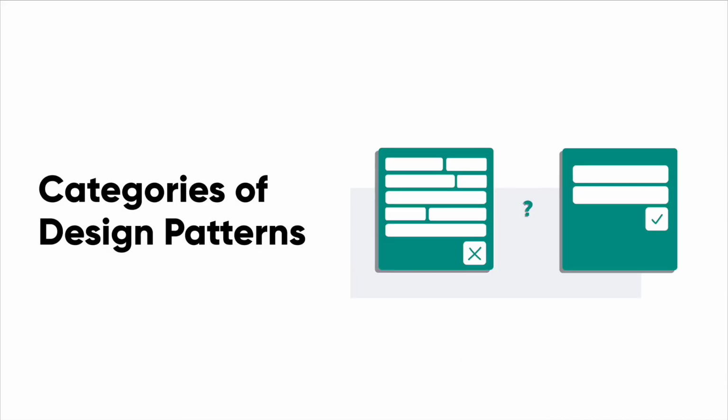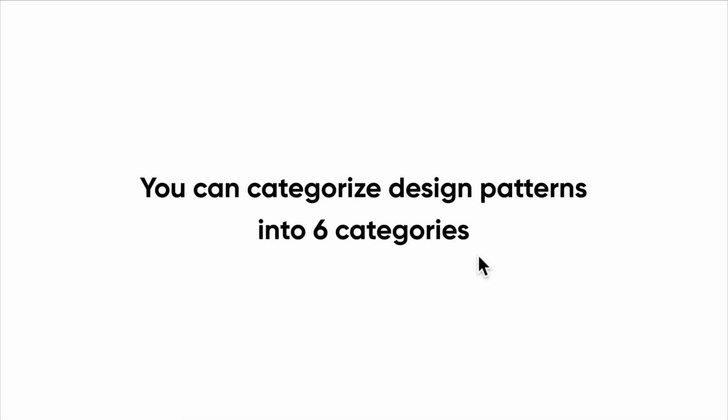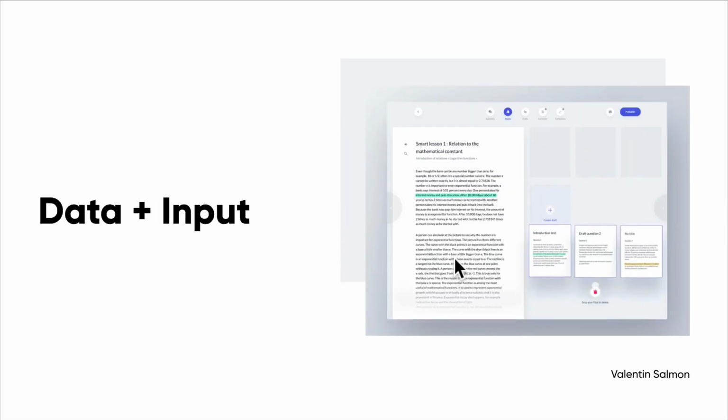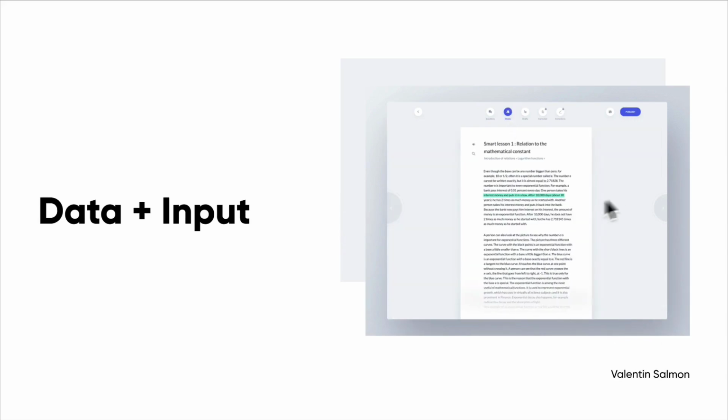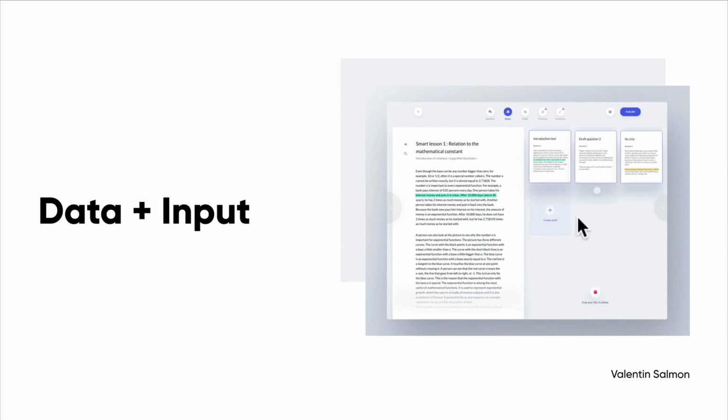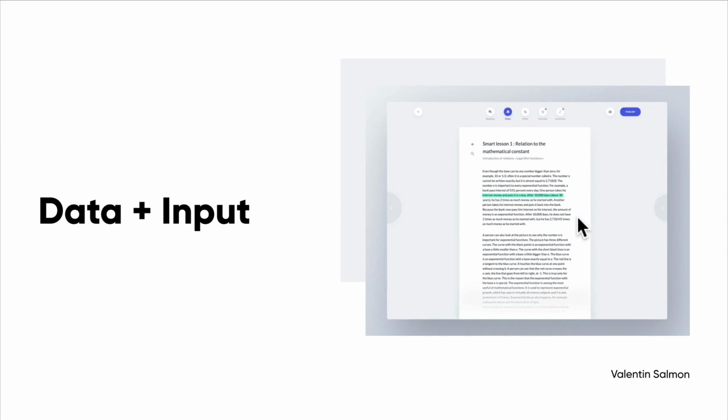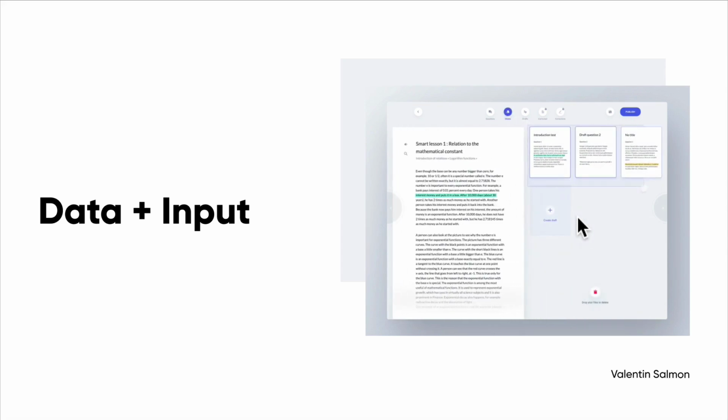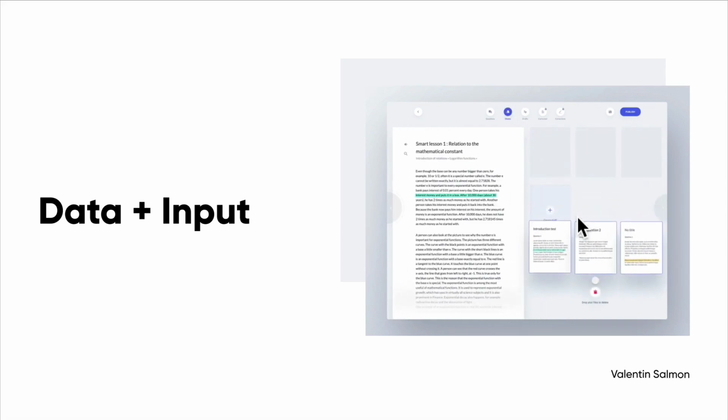Now let's talk about the categories of patterns. There are 6 categories of design patterns. And this changes based off of people's ideas of what design patterns are. There's no one truth, but these are the 6 categories that I usually follow. The first one is data input. Over here we have a drag and drop. That is considered a data input category. And these patterns handle data input and the feedback that a product gives in response to the data it receives.